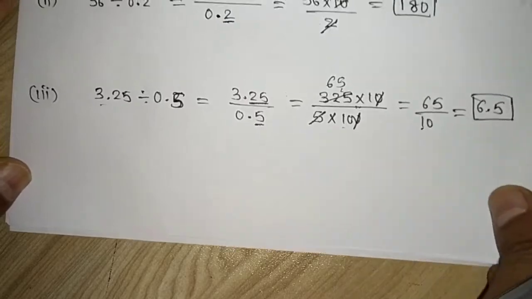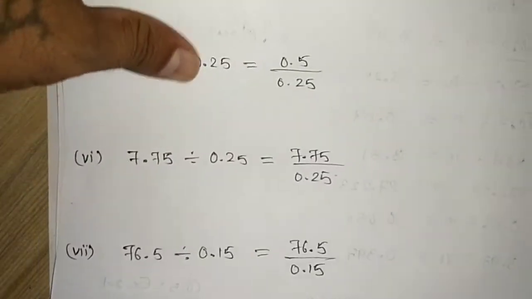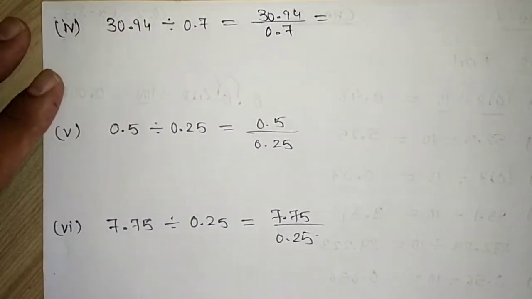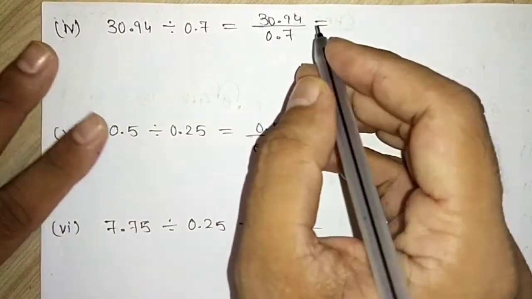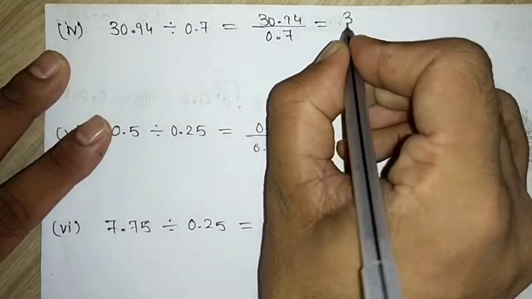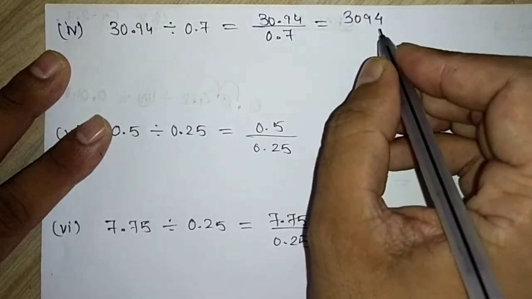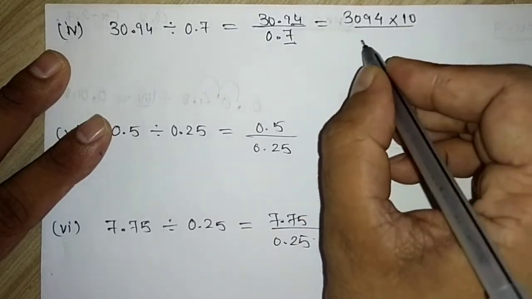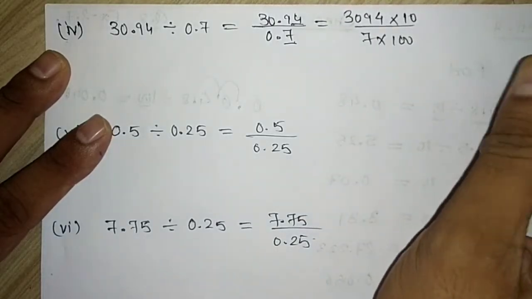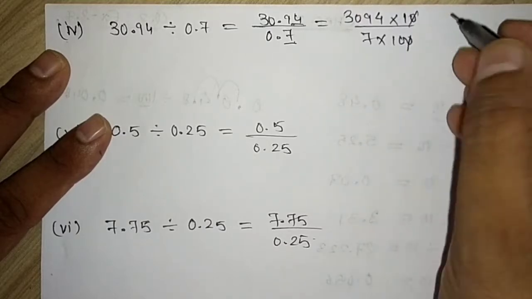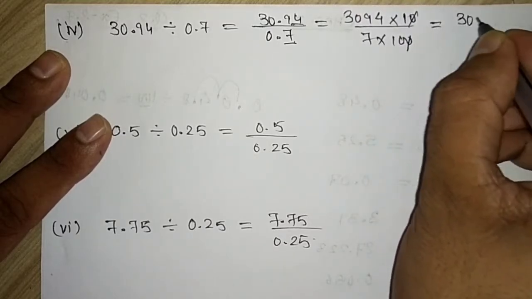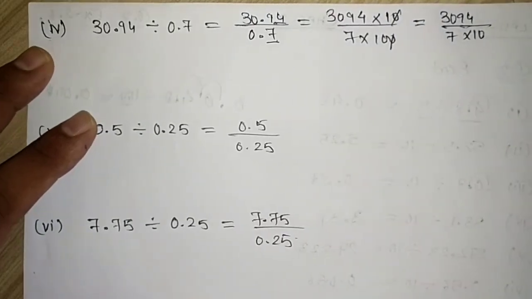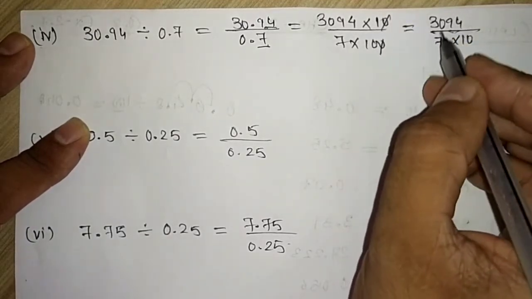Let us move to the fourth part. 30.94 divided by 7, which can be written like this. From the numerator we are removing 2 decimal points, so it will become 3094, and from the denominator we are removing 1 decimal point, so we will multiply 10 above and 100 below. Again 0 and 0 will cancel out, so our new number will be 3094 divided by 7 multiplied by 10. Again divide 3094 by 7.